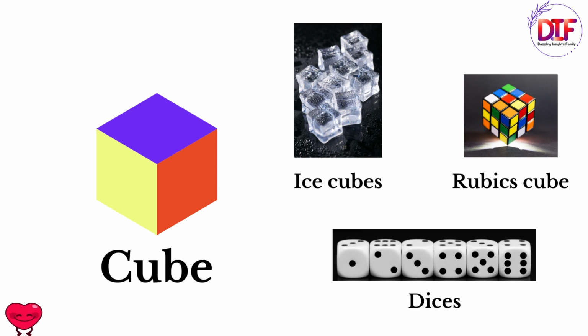The next shape we have here is cube. C-U-B-E. Cube. And a good example of this shape is ice cubes, or the Rubik's cube, or dice. Those are good examples of this shape, cube.